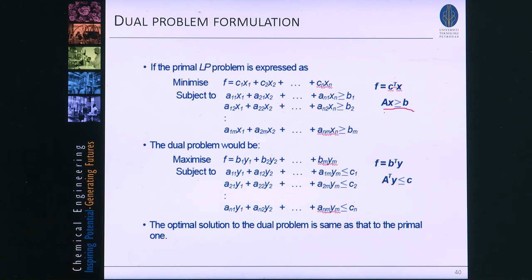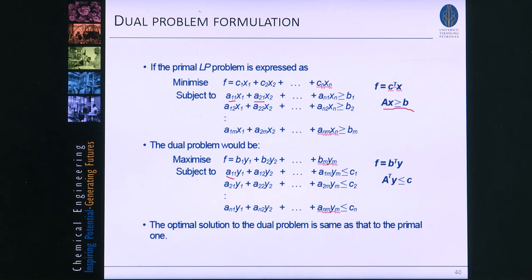The dual problem would be, we just transpose. F still equals to F, and then C transpose, we change it to B transpose. In this case, you can see that A11, A21, we put A11 over here, and then A21 in this direction. So we really transpose the coefficients of A into A transpose, and then multiply by Y, less than or equals to C.